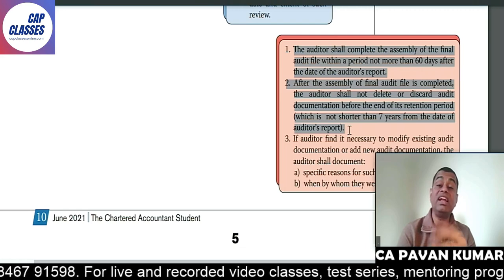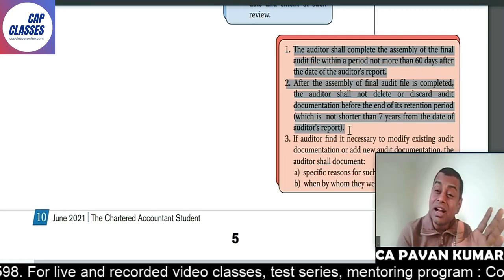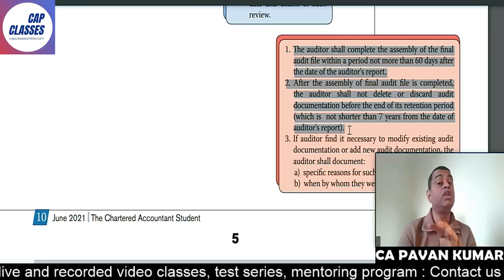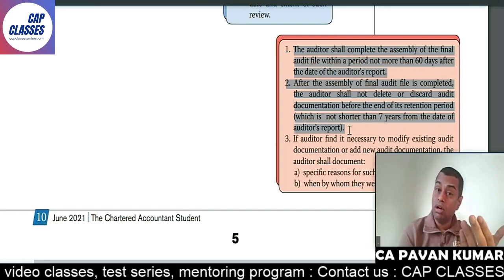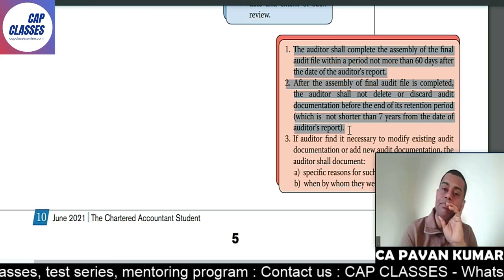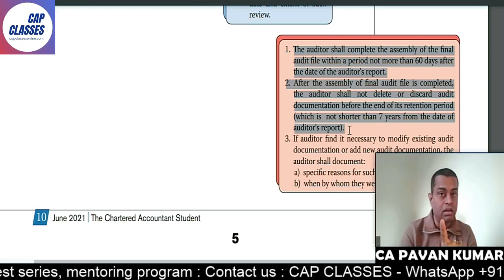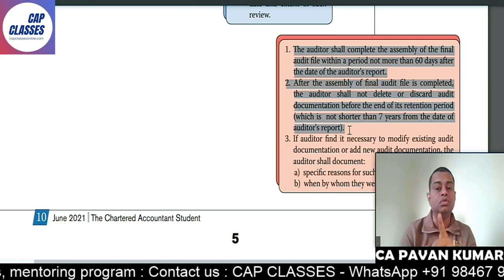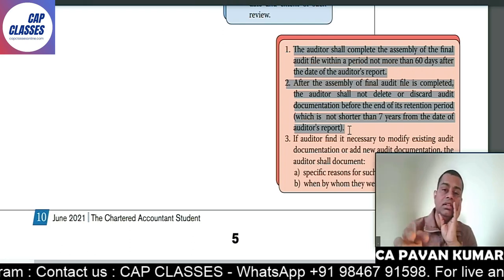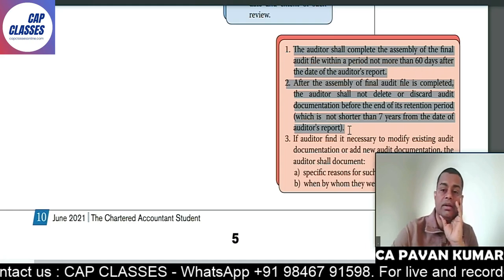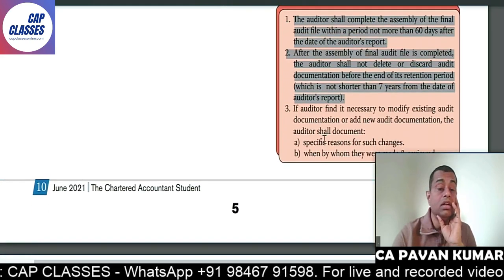Some of the students will write 8 years. Beta, 8 years is for company books of account. Some students will write 10 years. That is the old time frame. SQC 1 revised gives you that: not shorter than 7 years. This audit documentation should be protected. That's it. So read these three.